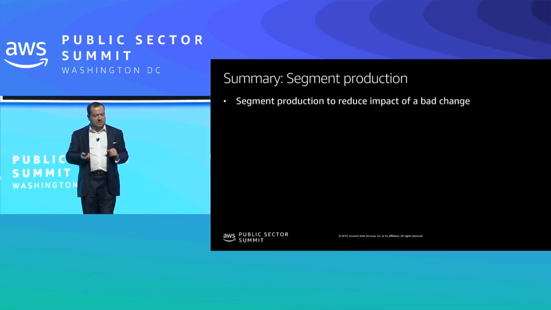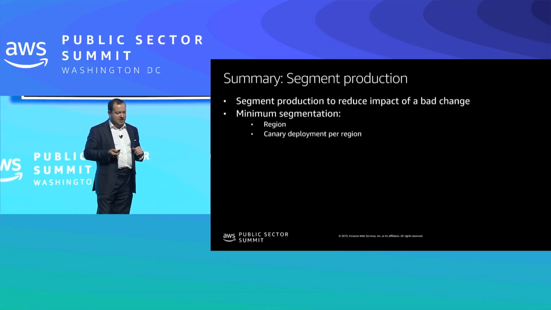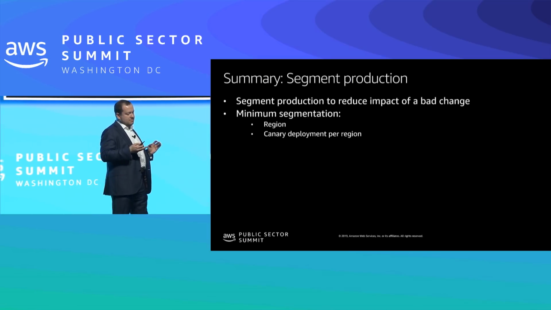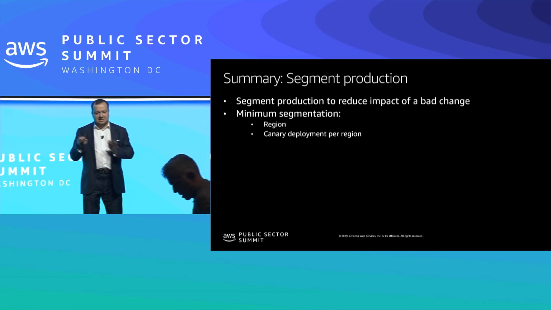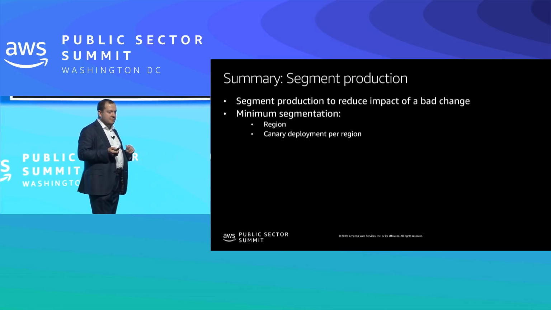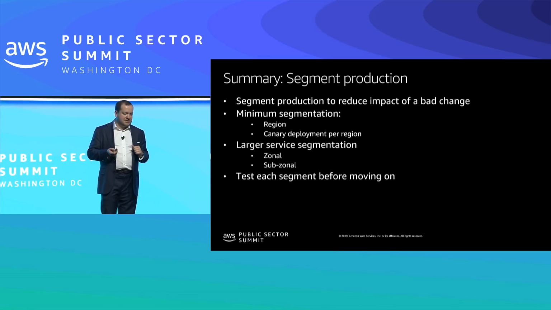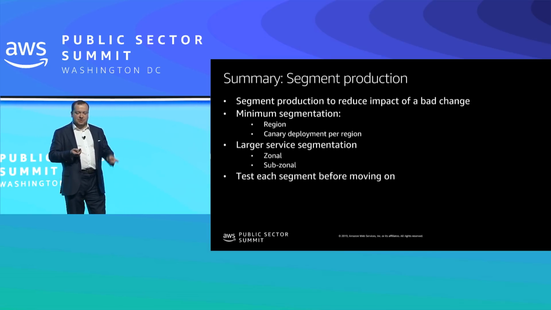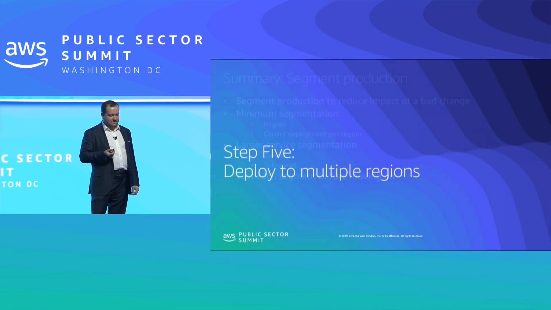So again, just a summary. You want to segment your production to reduce the impact of a bad change. You want to do minimum segmentation. So ideally, at least segment by region and do a Canary deployment before you go to a full region. Even better than that, go by availability zone. And even better than that, do sub-availability zones. So make sure you test each segment before going on.